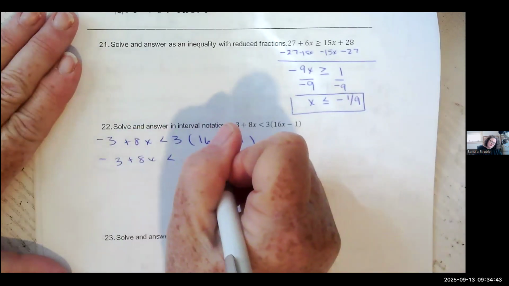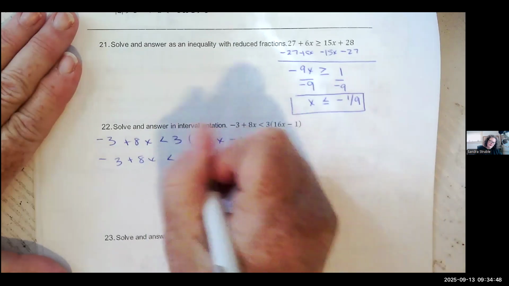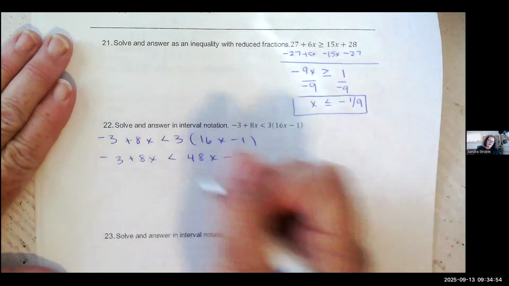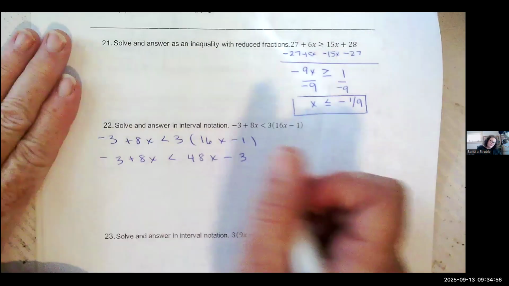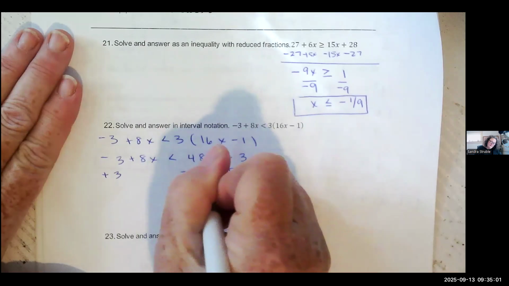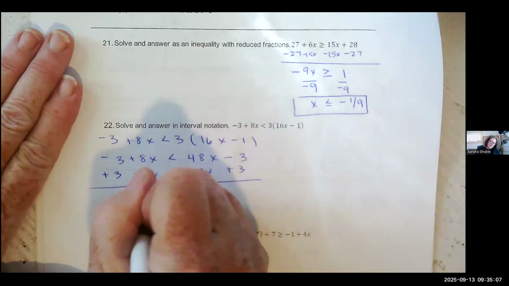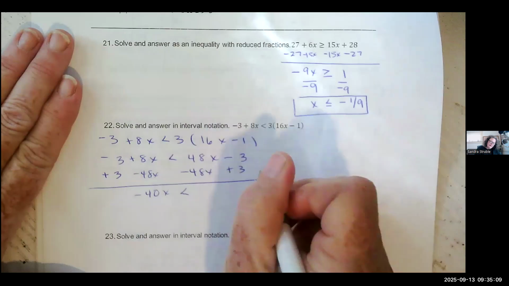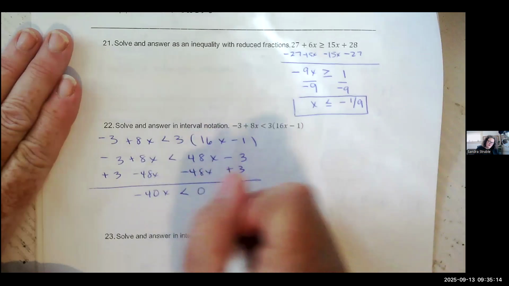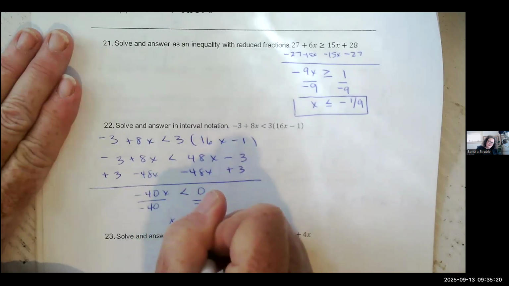3 times 16 is 48. 3 times negative 1 is negative 3. Okay, now I can get my x's on one side, my constants on the other. Again, I'm going to move my x's to the left and my constants to the right. So this becomes negative 40x is less than 0. Divide both sides by negative 40. X is less than 0, right?